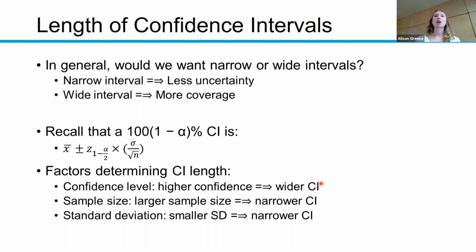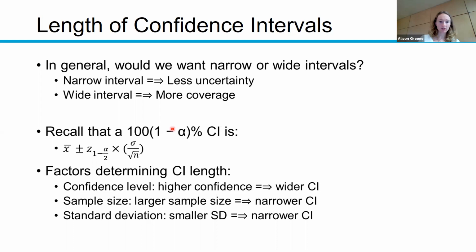But what are the pros and cons of having a wide versus narrow confidence interval? A narrow interval has less uncertainty, but with the wide interval, you have more coverage to capture possible deviations from what you expect. So again, as your confidence level increases, so does the width of your confidence interval. As your sample size increases, your confidence interval will get narrower because you're more confident. As your standard deviation gets smaller, so does your confidence interval.